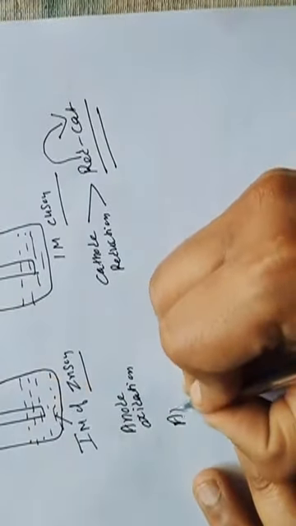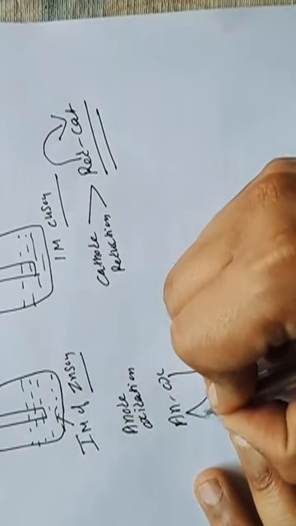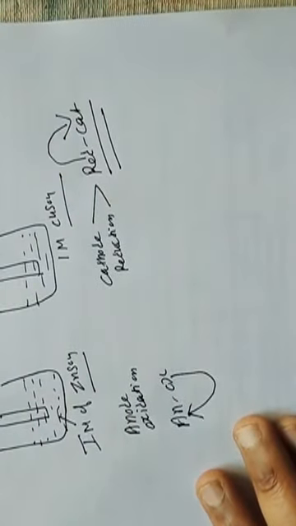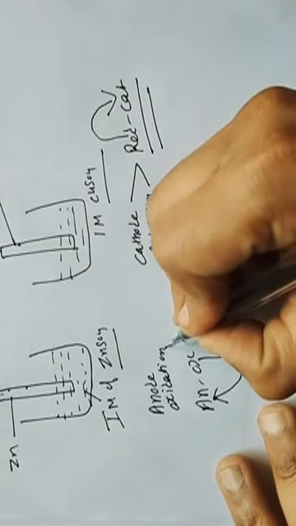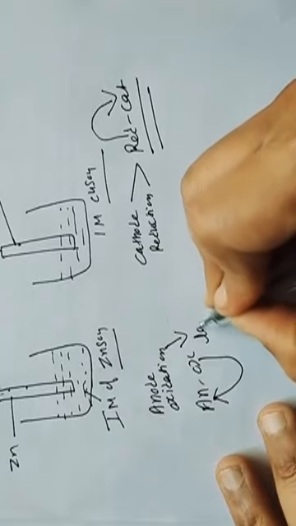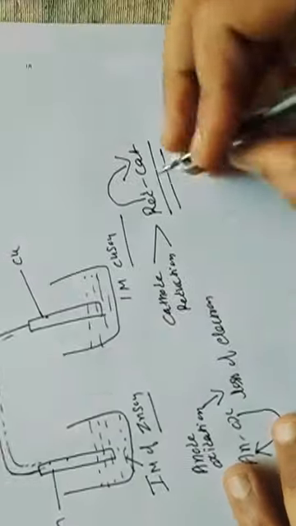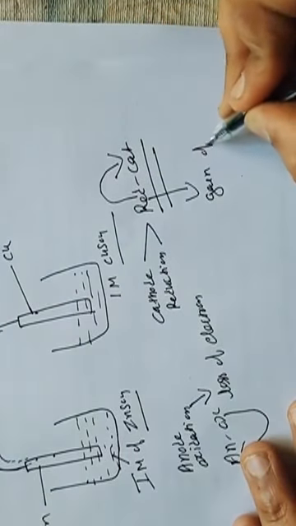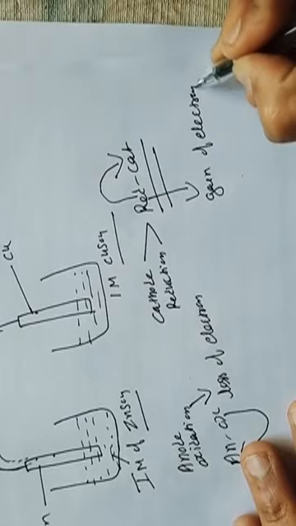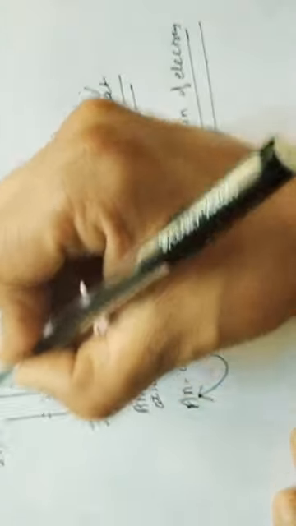And oxidation will occur at the anode. Now what is oxidation? Loss of electrons. Oxidation का मतलब होगा loss of electrons. And what is the meaning of reduction? Gain of electrons. Now zinc is losing electrons.